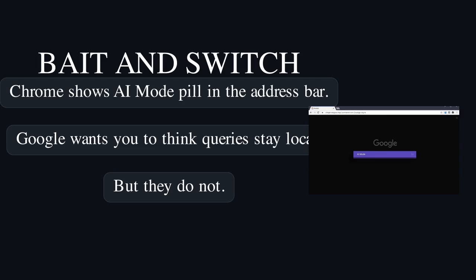Here is the part Google doesn't tell you. Chrome shows an AI mode pill right in the address bar. Every user sees it. Most users click it. And Google wants you to believe your queries stay local, processed by that 4 GB model on your disk. That is not what happens.